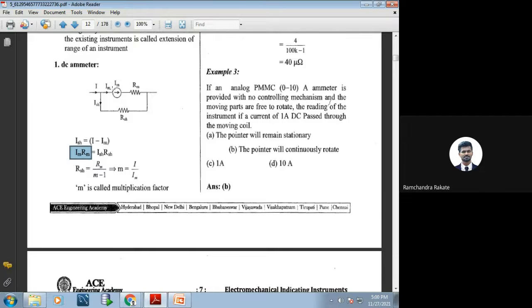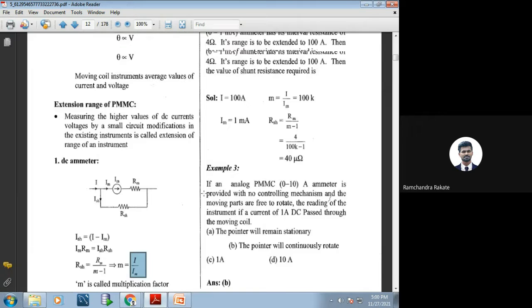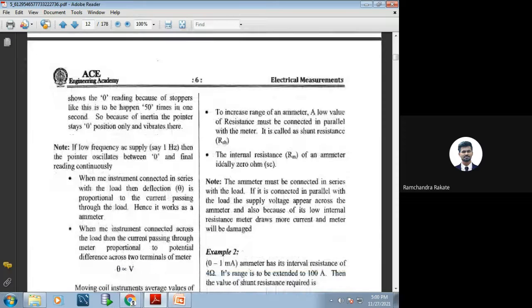RSH. Both are in parallel. From this we write the equation for RSH. RSH is nothing but RM upon M minus 1, where M is I upon IM, which is known as the multiplication factor. Now the question is how to increase the range. To increase the range of an ammeter, a low value of resistance must be connected in parallel with the meter.